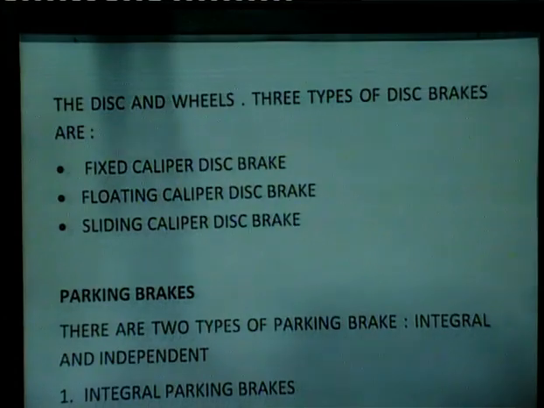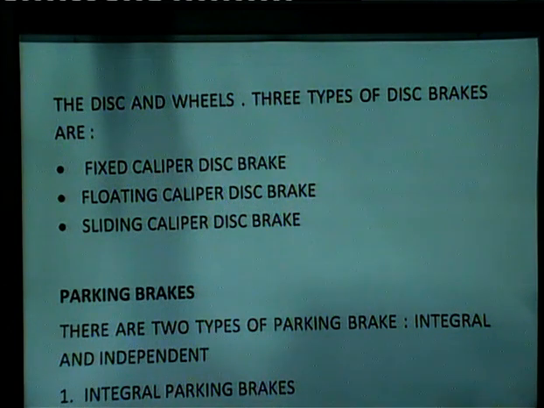There are three types of disc brakes. Number 1, the fixed caliper disc brake. Number 2, the floating caliper disc brake, and number 3, the sliding caliper disc brake.